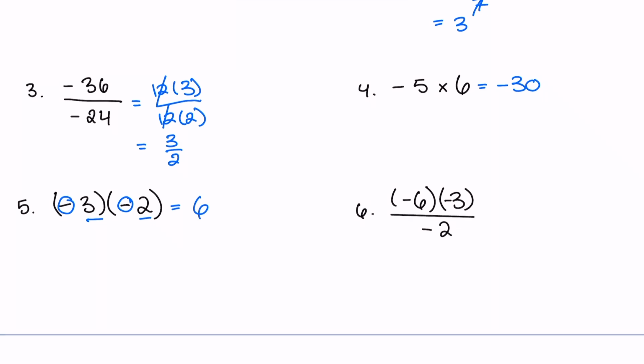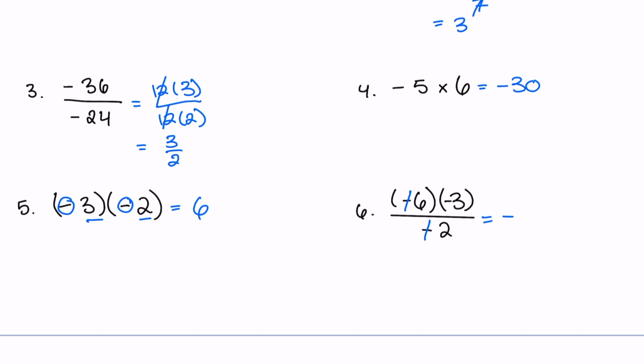For our last question, we have a bit of a mix between multiplication and also division. So let's just take it step by step. We have a negative sign in the numerator and a negative sign in the denominator, and those two can cancel out. We're left with one more negative sign. And since there's just one negative sign left, we know our answer is going to be negative.